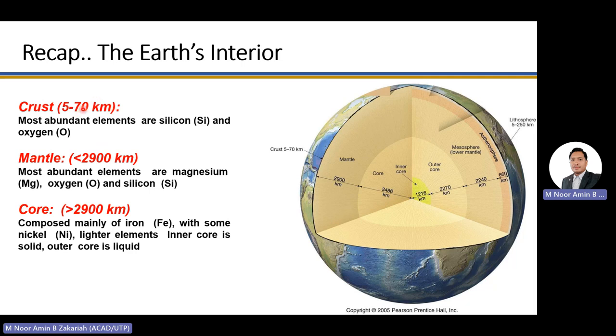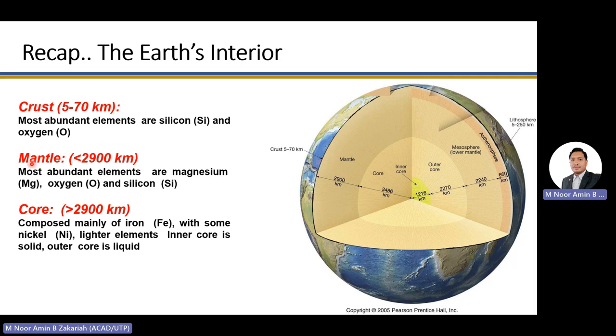The crust is made up of 2 types, the oceanic and the continental crust. The oceanic crust is made up of basalt mostly, while continental crust is made up of granite. The most abundant elements in the crust are silicon and oxygen. These 2 elements make up about 90% of the crust. Other abundant elements include magnesium, iron and aluminium.